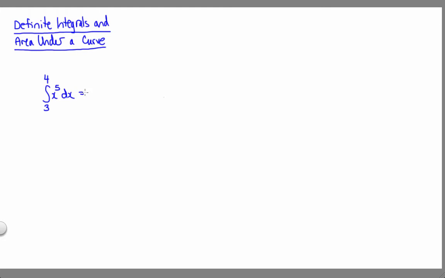So the way we're going to calculate this is we'll find an antiderivative for x to the fifth, and I'm going to put that inside square brackets. So an antiderivative would be x to the 6 over 6, and we're going to record our limits of integration on the brackets.